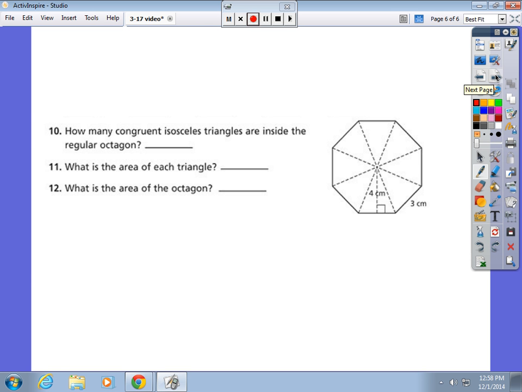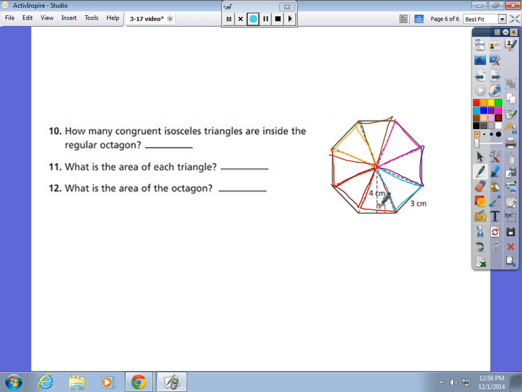But I do want to highlight the bottom number here. How many congruent isosceles triangles are inside here? Well, let's count these out. 1, 2, 3, 4, 5, 6, 7, and 8. So there are 8 congruent isosceles triangles inside this regular octagon.